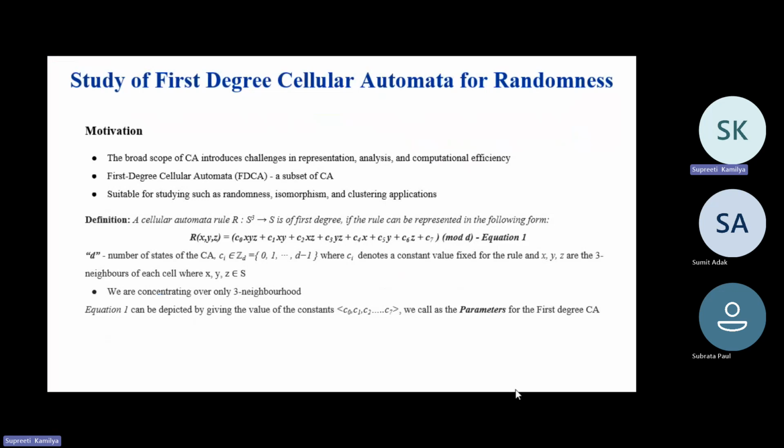In the polynomial C0 XYZ, the degree of X is 1, Y is 1, and Z is 1. So if I consider this polynomial, then its degree becomes 3. As sir is saying, the degree of each variable X, Y, Z is 1, so you are calling it first degree. It's like this, yes, sir.